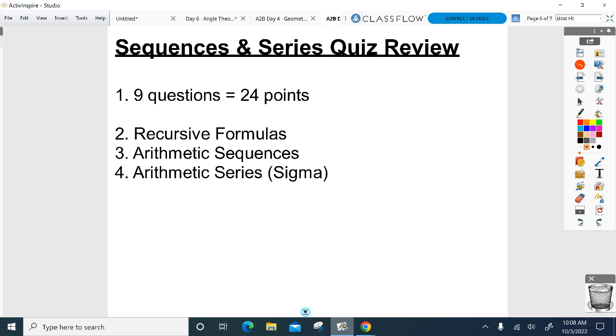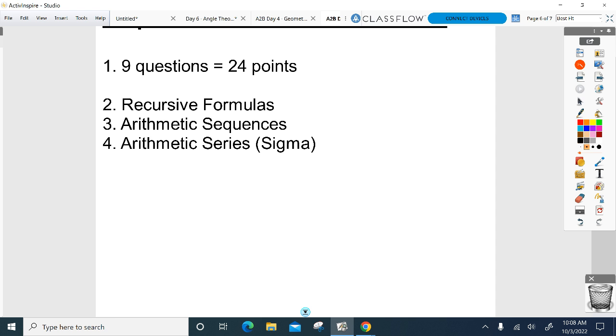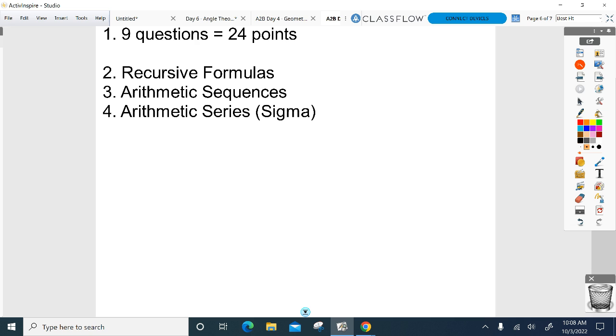All right, so first thing, let me tell you about the quiz tomorrow. It's not that long, it's only 9 questions, but we got to know what's going on. So the first topic on there tomorrow, recursive formulas. So let me go over that topic right now, recursive formulas.